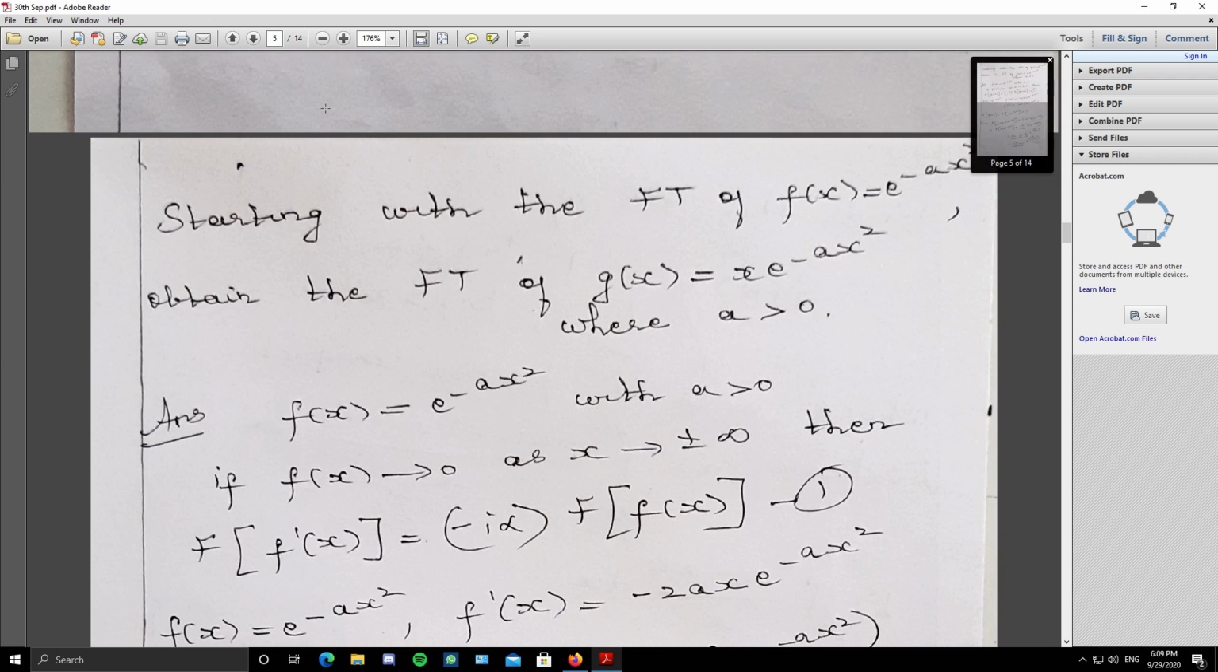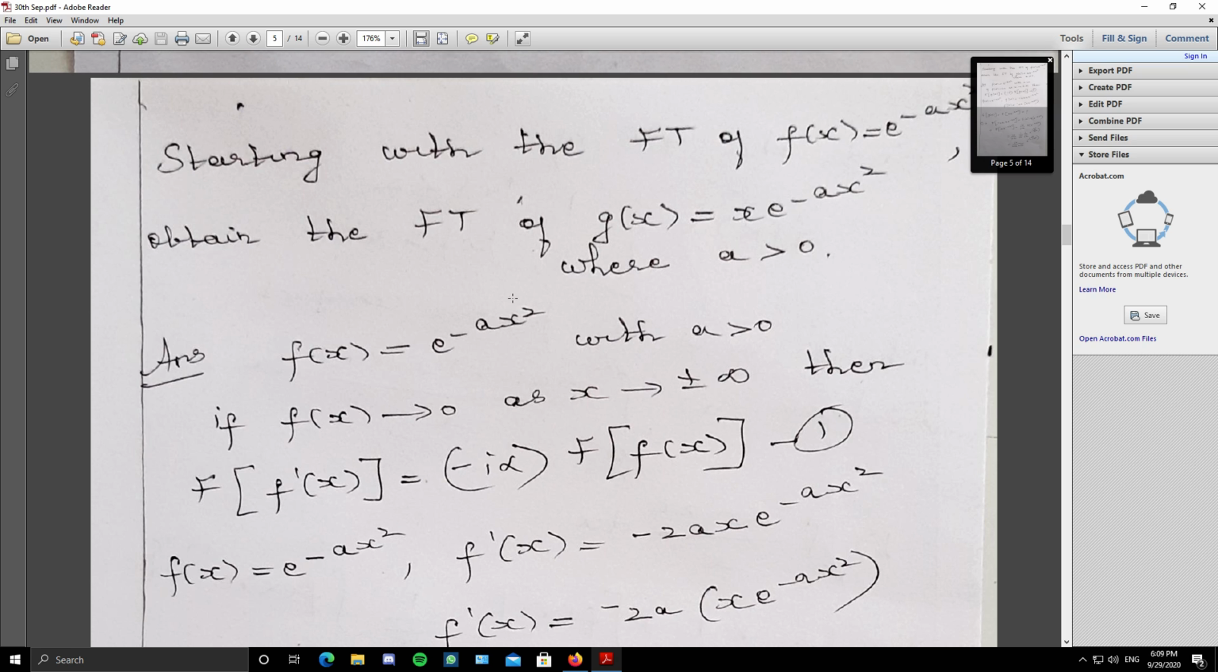Now next one, starting with the Fourier transform of e power minus ax square, find the Fourier transform of g of x equals x e power minus ax square. So what is given? F of x equals e power minus ax square. How can you get x e power minus ax square from e power minus ax square?